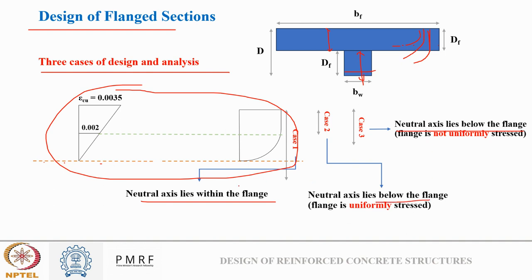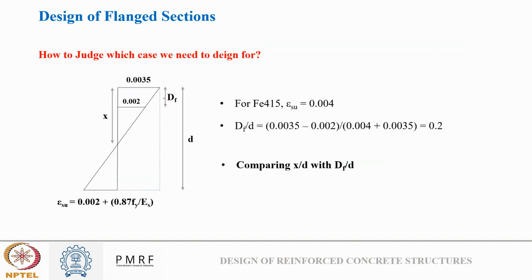Now, how will we judge which of these cases we are dealing with? How to judge? By getting the values of Df, the total depth, and x, the depth of neutral axis. For that also we need a limiting case. So suppose this is my flange and this is my web. What can be my limiting case? When my total depth is Df, this part.